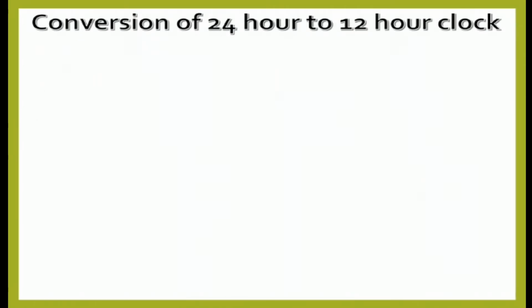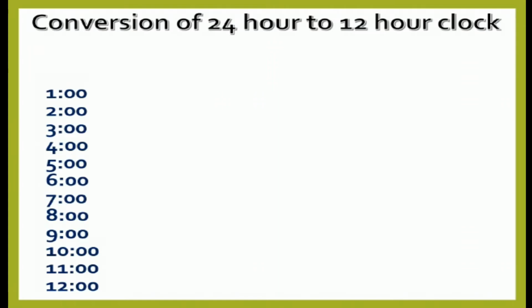Let's see, children, how to convert the 24-hour clock to the 12-hour clock. As you all know, in the 24-hour clock we don't write AM or PM, but in the 12-hour clock we write AM or PM. You can see here this is given in the 24-hour clock. We have to convert this into the 12-hour clock, so we will be writing AM or PM. How will we write this?